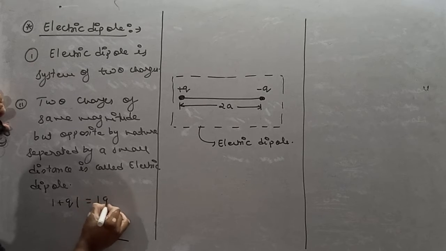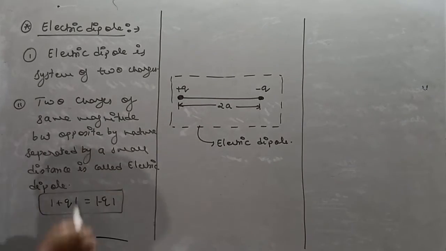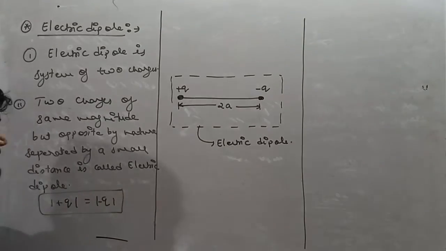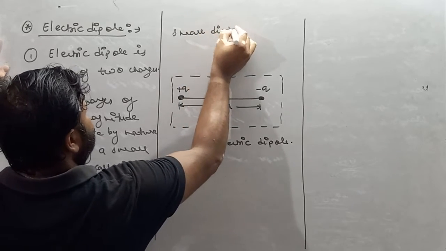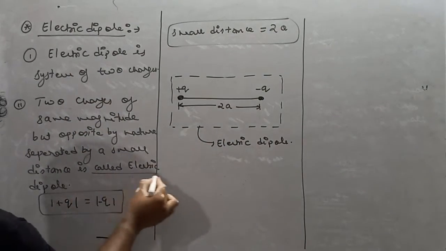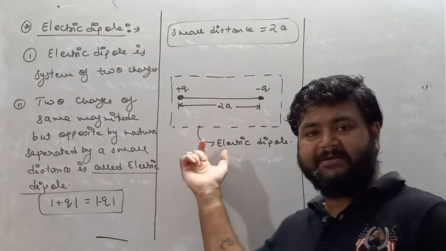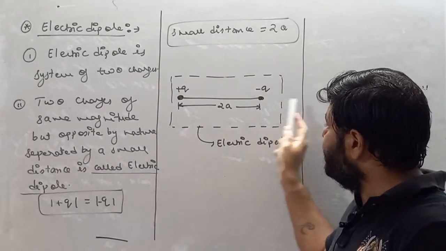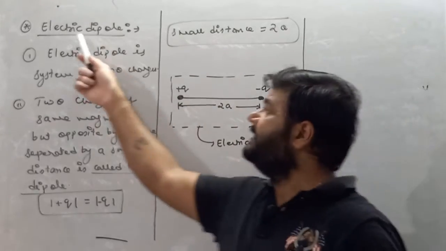Plus q magnitude and minus q magnitude must be similar. So two charges of same magnitude but opposite by nature, separated by a small distance. Here the small distance is considered to be 2a, is called electric dipole. One is plus q, another is minus q, separated by a small distance, that is 2a. This whole system is considered to be an electric dipole.